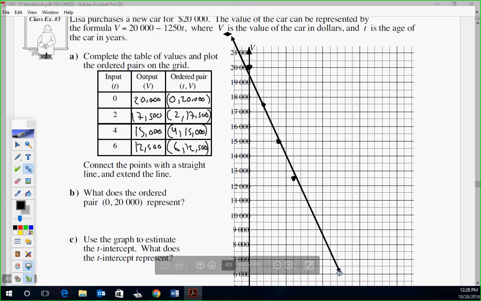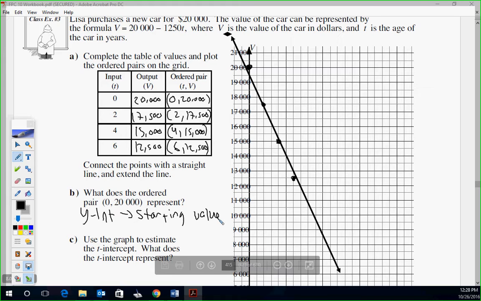So roughly put that line in there. What does the ordered pair (0, 20,000) represent? That's the Y-intercept. Okay, so Y-intercept there. Also, you can call it the starting price, or starting value, excuse me. Yeah, starting value. You can put price, I guess, if you're selling it.